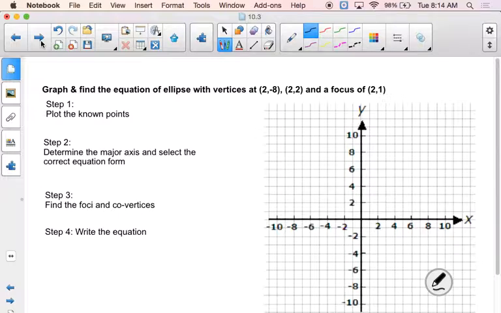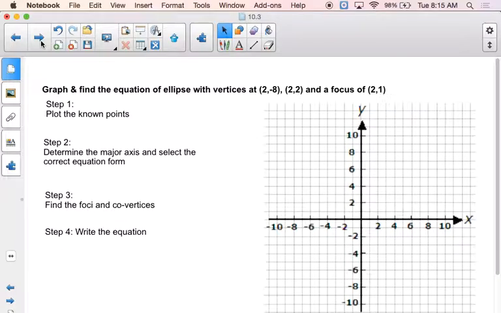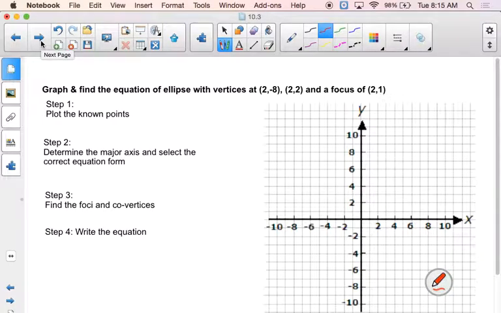Okay, this time we're actually going to find the equation and then graph it. So the first thing we need to do is plot what points we know. Oh, hey, it's first period. You guys aren't here. We've got to plot the known points. Okay, so I have vertices at 2, -8. So I'm going to come down here and plot that. I have a vertex at 2, 2. And since they're vertices, that means that's my major. And so there's going to be my major axis.